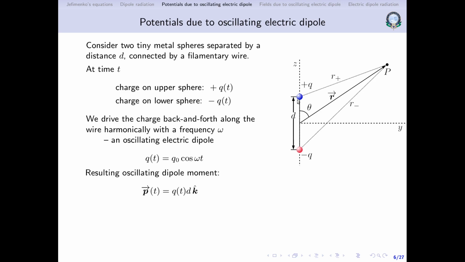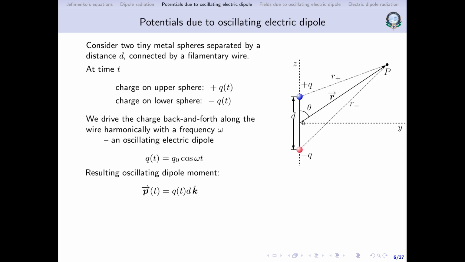So the moment we have a changing charge on these two spheres, accordingly we will have a changing dipole moment. The dipole moment is also going to oscillate. The dipole moment is simply charge times the separation between them. The charge is q(t), the separation is d, and if this is the z direction, then k cap is the direction of the dipole. Sometimes the dipole will be pointing in the upward direction, other times it will be pointing in the downward direction.